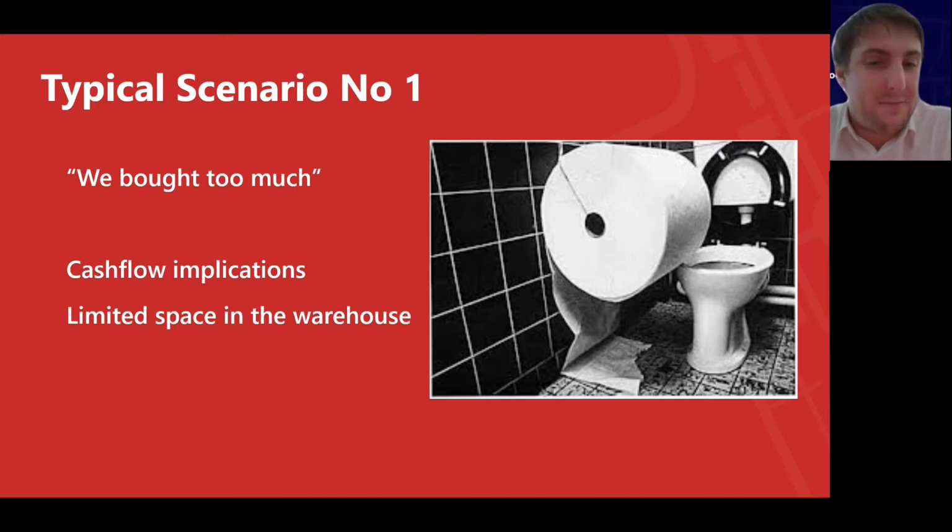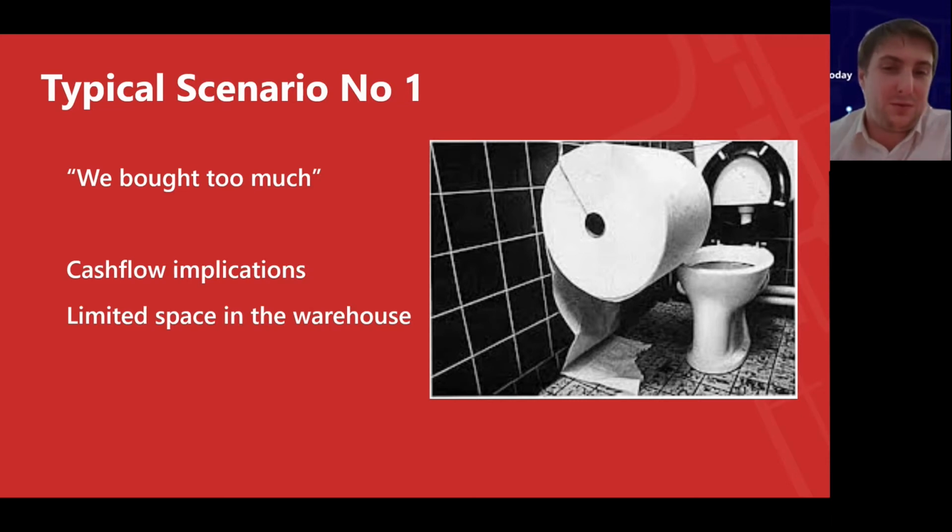When we speak about this scenario, there is also limited space in the warehouse, so we have space constraints which can be caused by this problem. But overall, in general, when we can, we should stick to some kind of just-in-time principles. I will try to explain what the just-in-time principles could mean and how they can be implemented within BC. So that's scenario number 1.